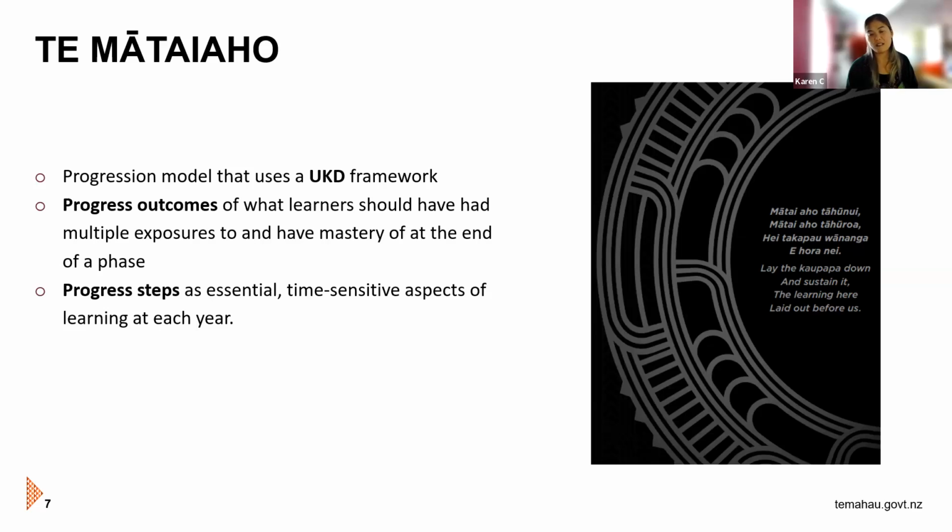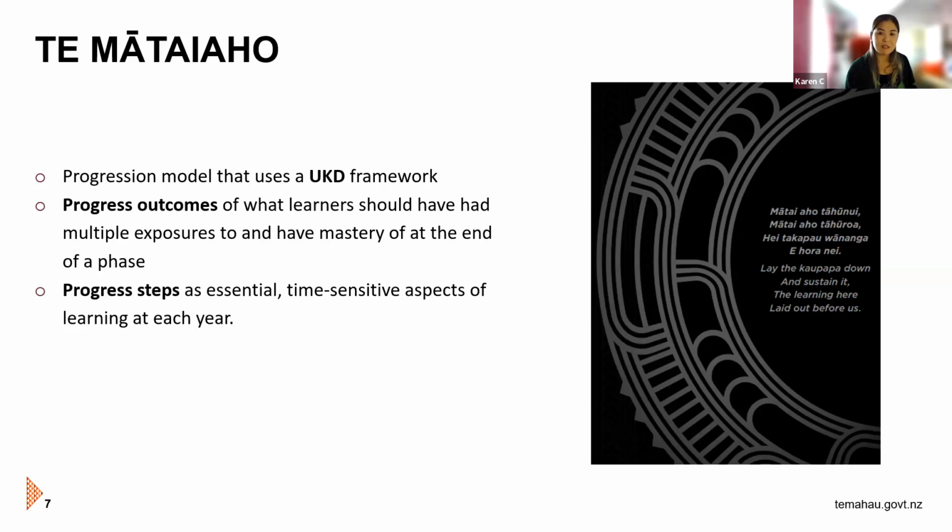So phase 1 is years 1 to 3, phase 2 is years 4 to 6, phase 3 is years 7 to 8, and possibly the one that is most interesting to secondary teachers, phase 4 is year 9 to 10, and phase 5 is year 11 to year 13. Now, at the end of each phase are progress outcomes, which are concepts learners have mastered at the end of the phase. Progress steps specify essential time-sensitive aspects of learning within each phase, called out at every year level.